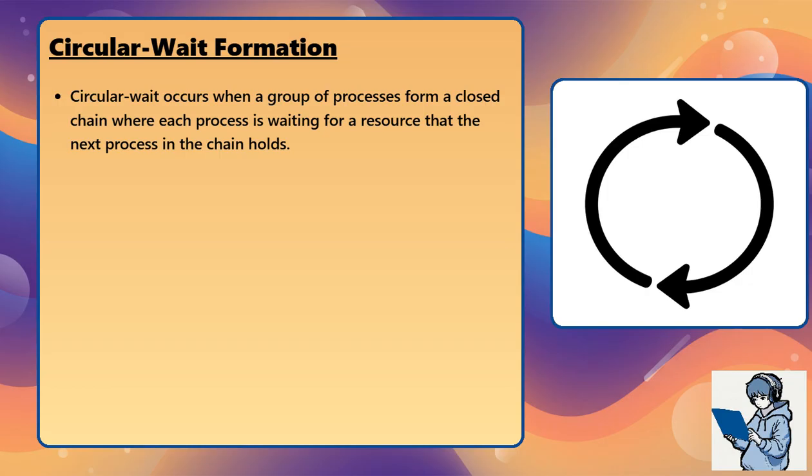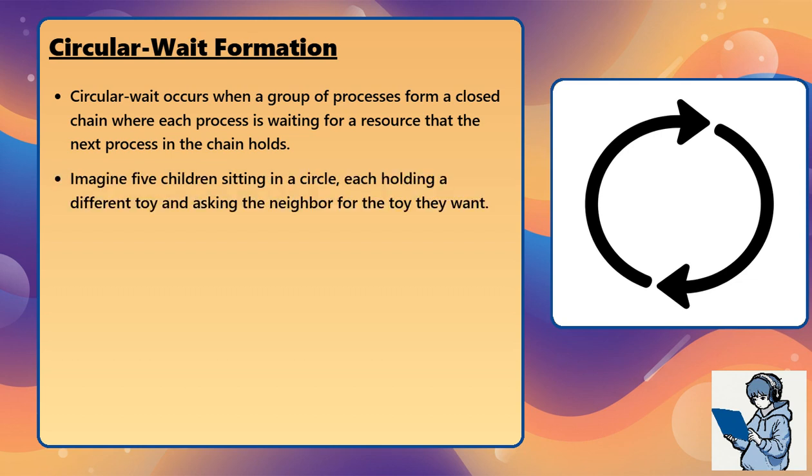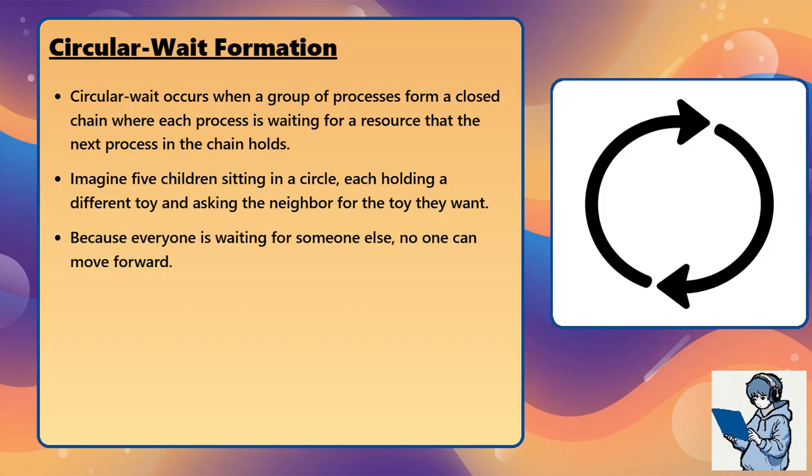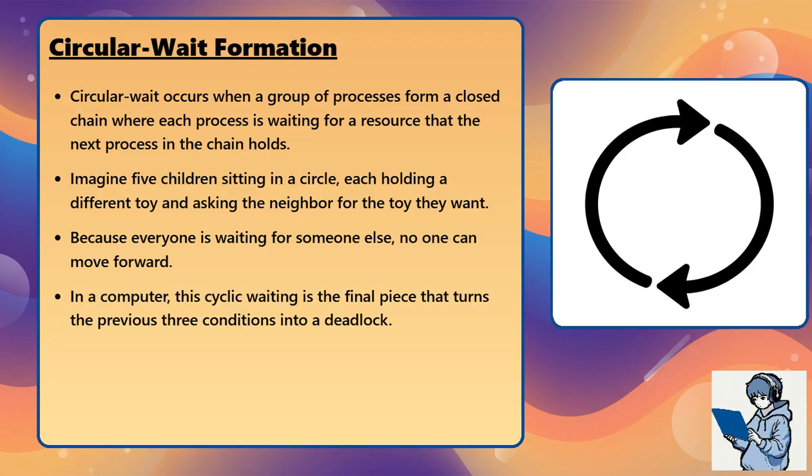Circular wait occurs when a group of processes form a closed chain, where each process is waiting for a resource that the next process in the chain holds. Imagine 5 children sitting in a circle, each holding a different toy, and asking the neighbor for the toy they want. Because everyone is waiting for someone else, no one can move forward. In a computer, this cyclic waiting is the final piece that turns the previous 3 conditions into a deadlock.